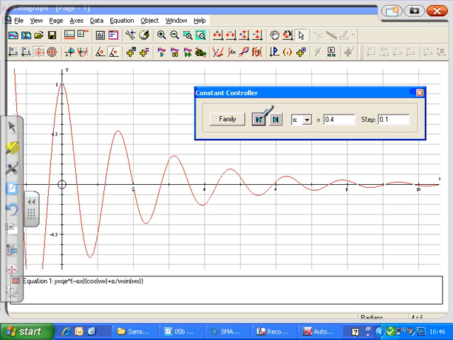If we look at this function, we can see that we've got an exponential decay envelope, if you like, and within that envelope we've got an oscillation. So those are the two components for that function.